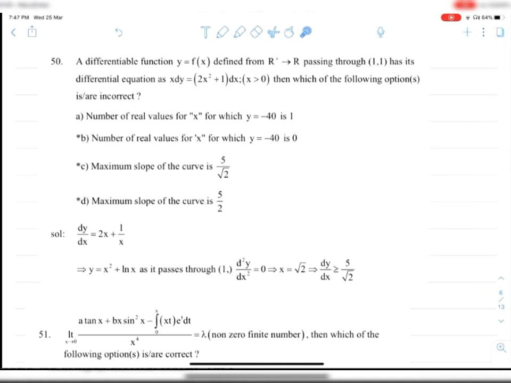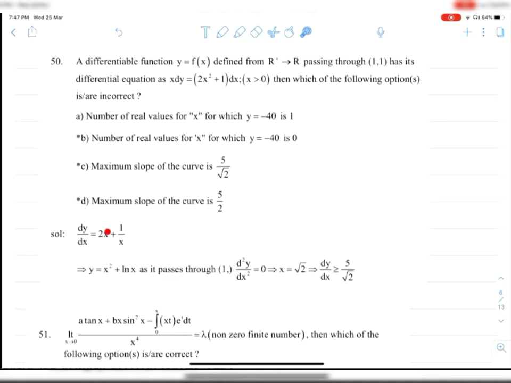So we'll go for solving it. This is a simple first order differential equation, or like exact form it can be converted into. dy by dx, because x is not 0, I can divide by x. I'll get dy by dx as 2x plus 1 by x. I'll integrate it.